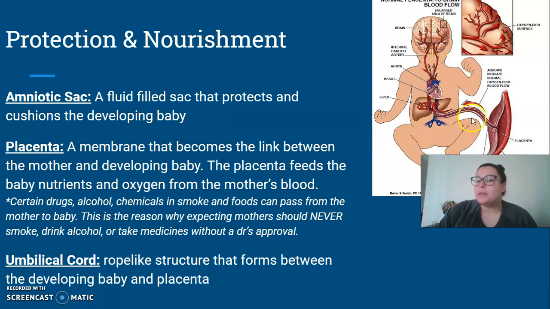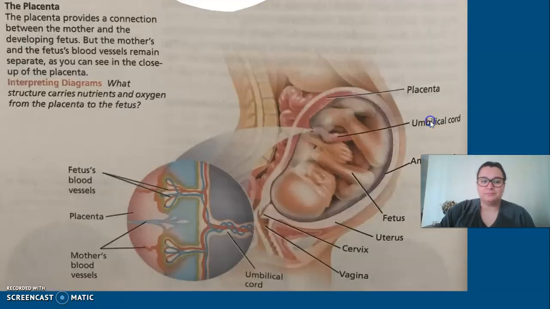Now, the way that the baby is connected to this placenta is by the umbilical cord. The umbilical cord has blood vessels that run through it, and those attach to the placenta, and that blood feeds oxygen and nutrients to the baby so that it can grow bigger by each day.